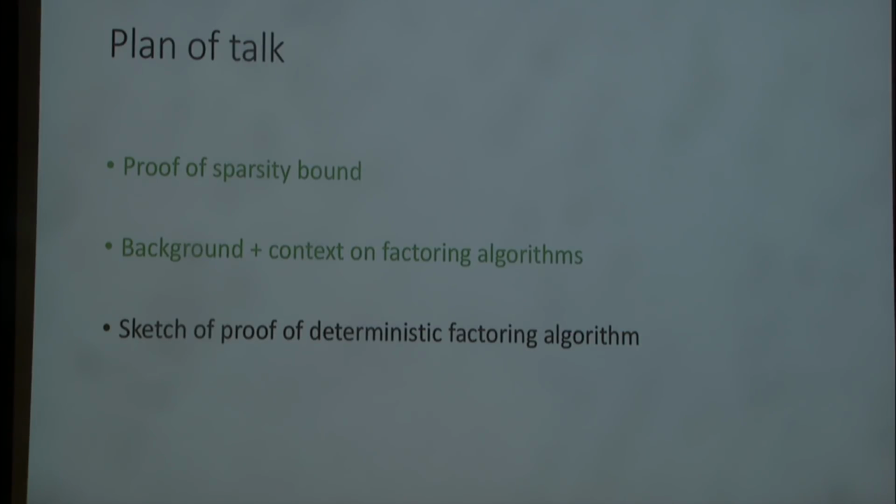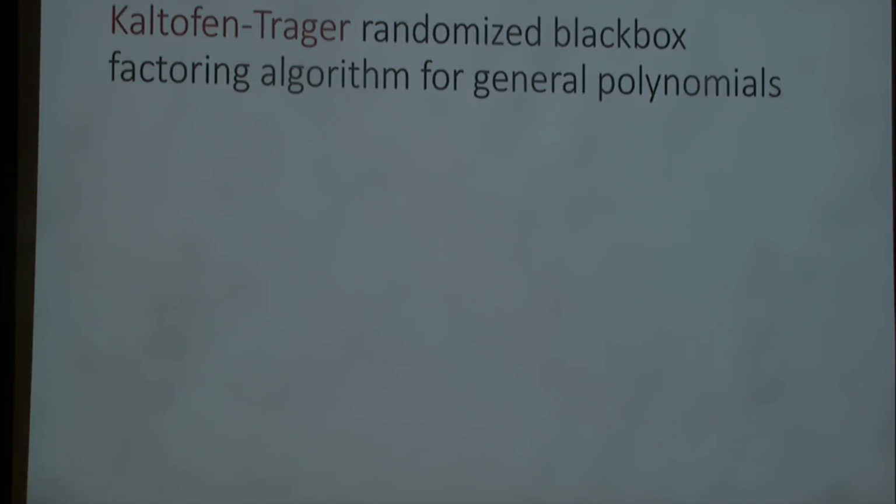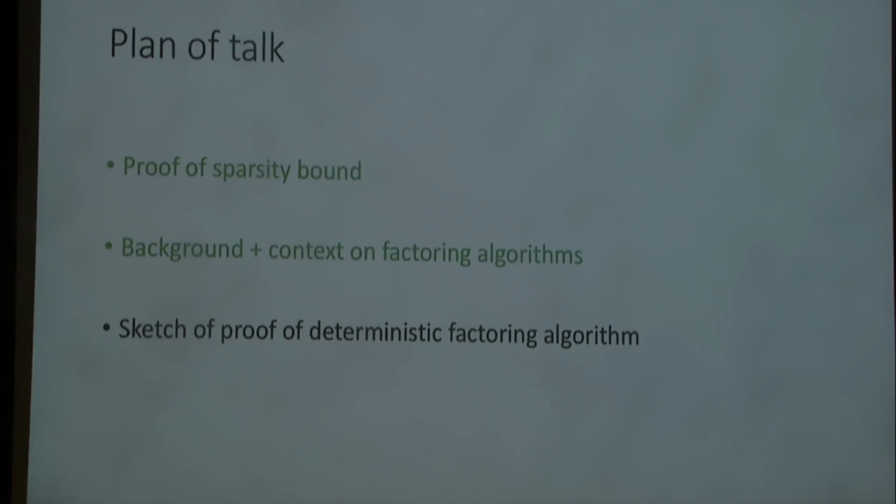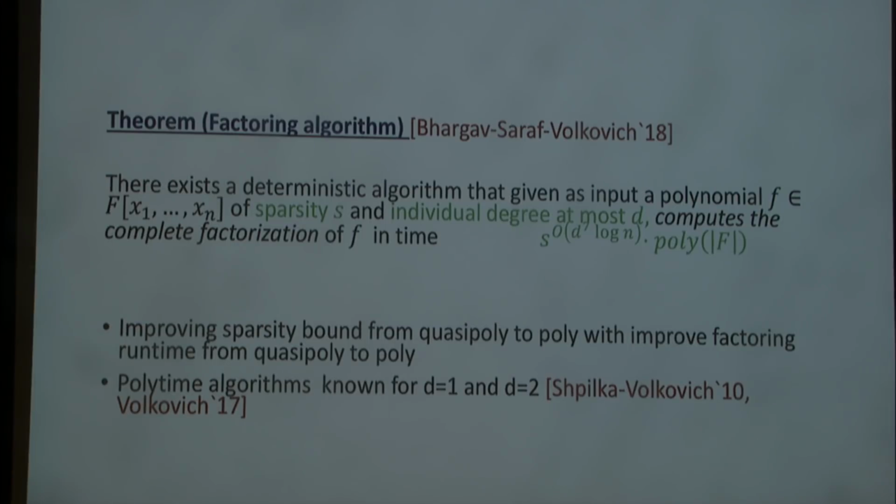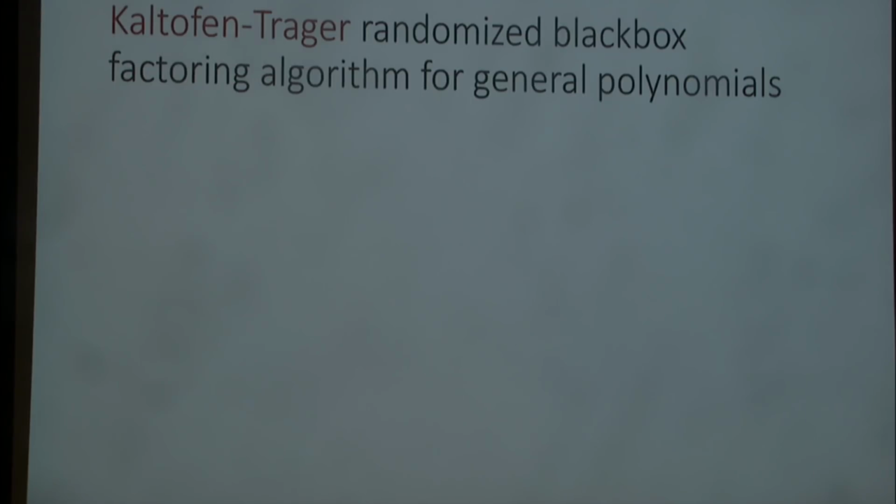So let me tell you what ideas go into the proof. I'm going to tell you the ideas for our de-randomization. But before I tell you what ideas went into the de-randomization, let me tell you about the randomized algorithm from the past. This will be the one most relevant for our work: the Kaltofen-Trager randomized black box factoring algorithm. That is the one which was most easily adaptable to our setting.